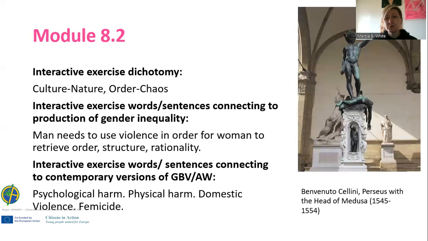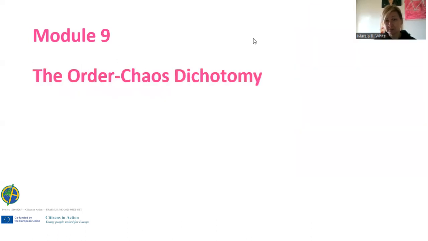This is a very strong and important sculpture of Benvenuto Cellini, Perseus with the head of Medusa. In this sculpture, these men use violence in order for women to retrieve order, structure, and rationality. So we have psychological harm, physical harm, femicide that we can find in today's world, actually.